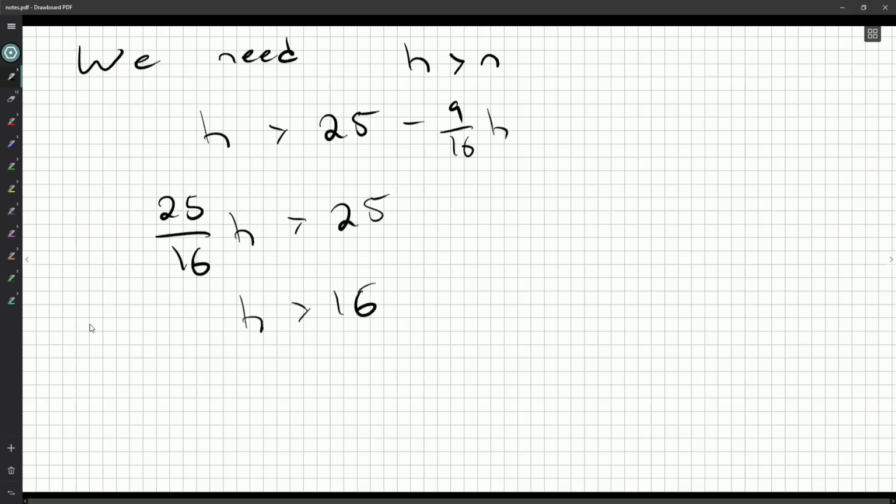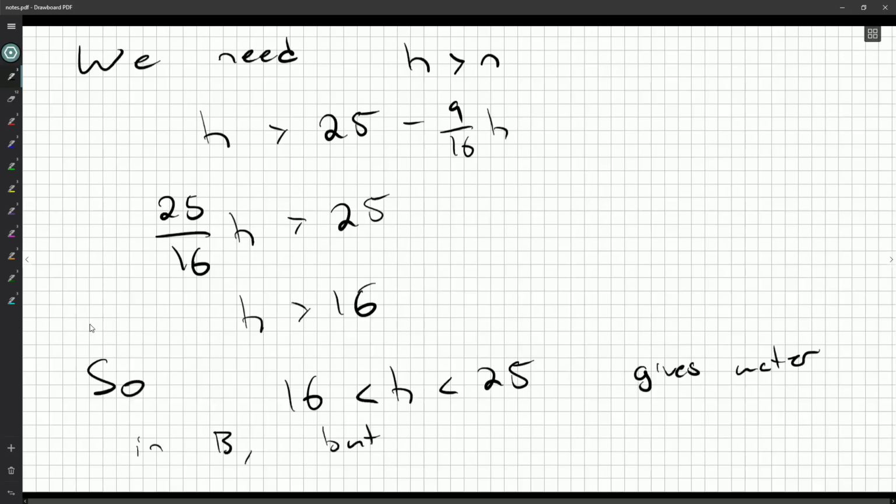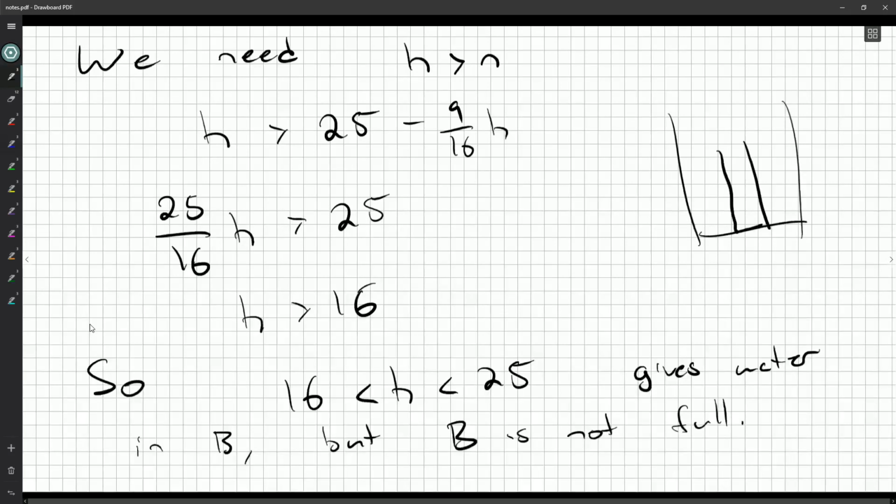Okay. So 16 less than H less than 25 gives water in B, but B is not full. And there we go. So it looks like 16 will be the point where we rest on the bottom and then the water level around us is at the same height and B is just full as well.